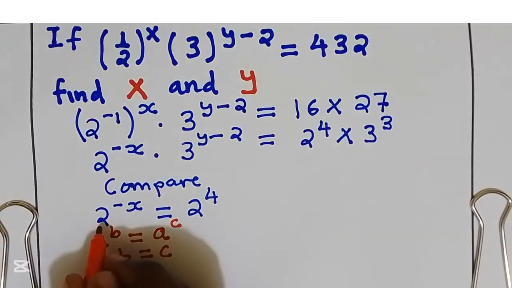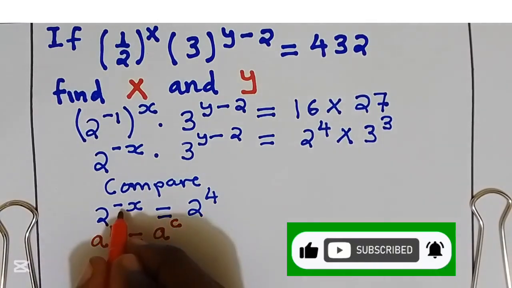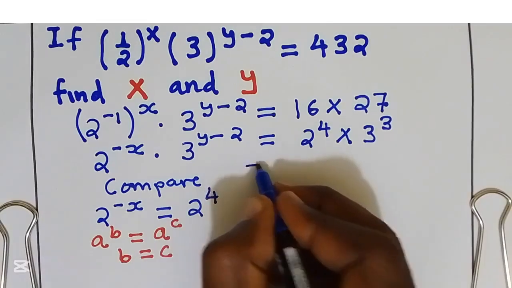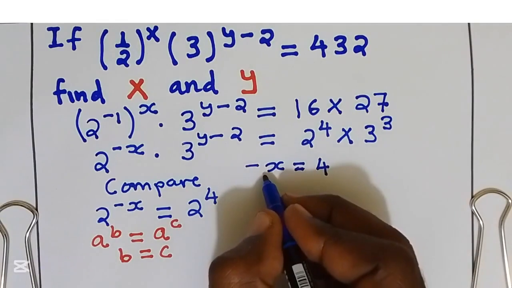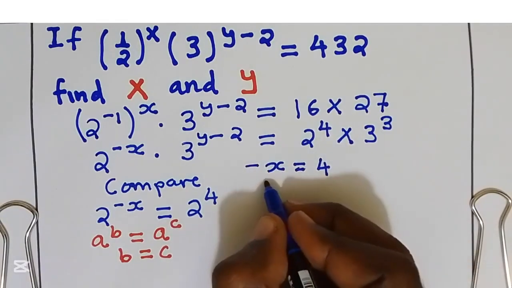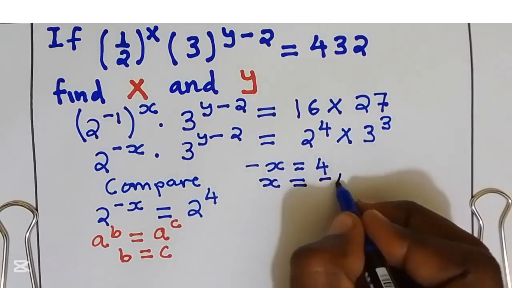The same way, I'm going to compare to my question here. I have base 2 and base 2. So minus x is equal to 4. I'll divide by negative 1 on both sides. I'm going to get x is equal to minus 4.